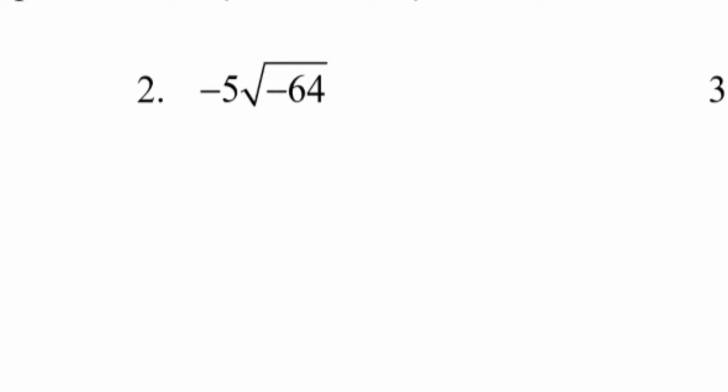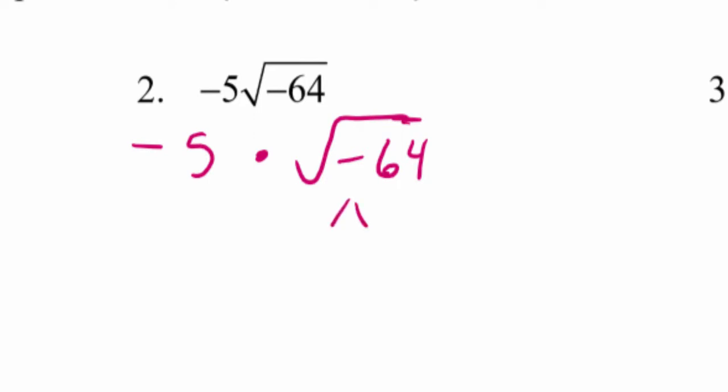Number 2, you've got -5 times the square root of -64. So we're going to take -5 and multiply it times the square root of -64. But first, we're going to take -64 and rewrite it as the square root of 64 times the square root of -1.